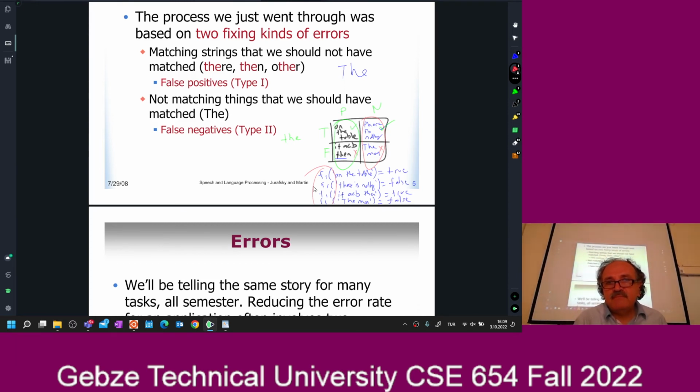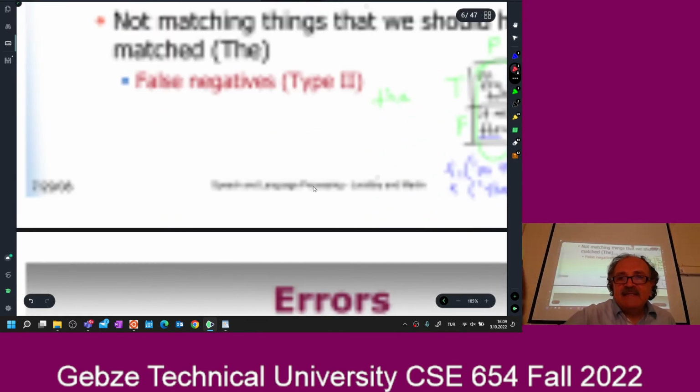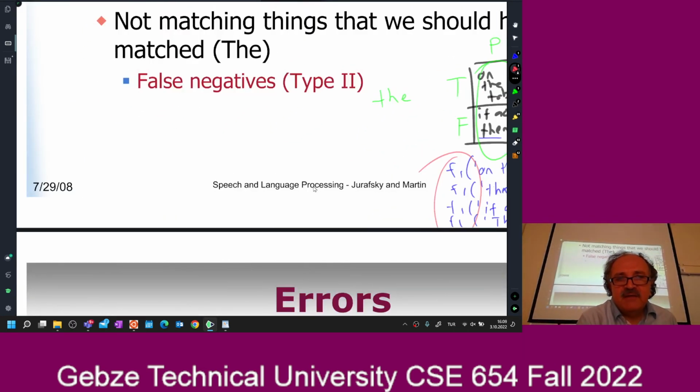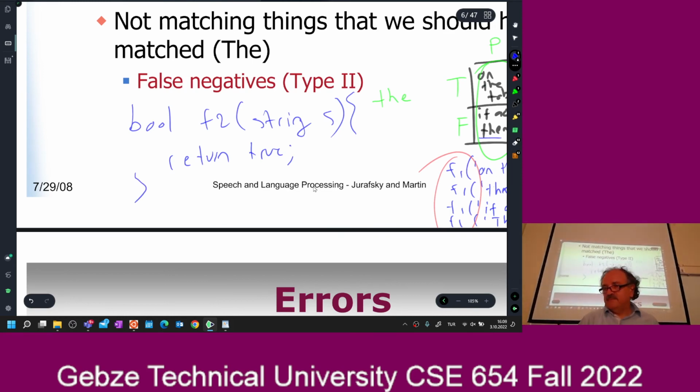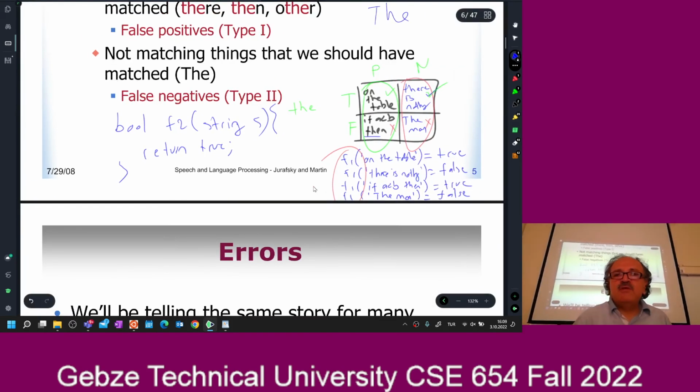Okay. So let's say I have a function f1. This function returns a Boolean. Okay, let's look at this function. A C function, Boolean f2. It takes a string s, and the function implementation is return true. That's it. Whatever you give this function, it always says true.